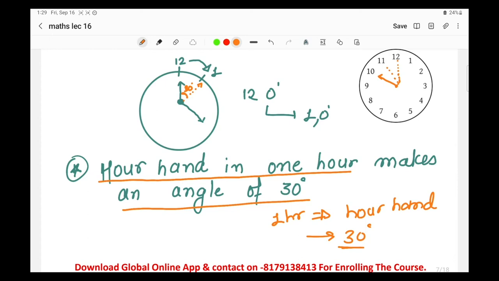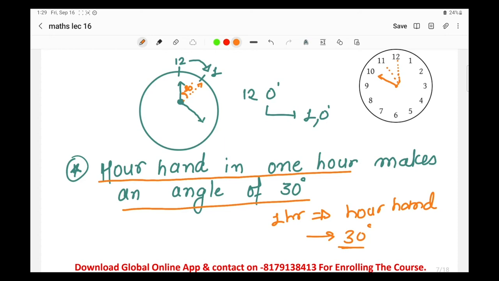So this is the fact you have to remember regarding the hour hand: in 1 hour it crosses 30 degrees, and in 2 hours it will cross 60 degrees. In this way we have to calculate the angles regarding the hours.